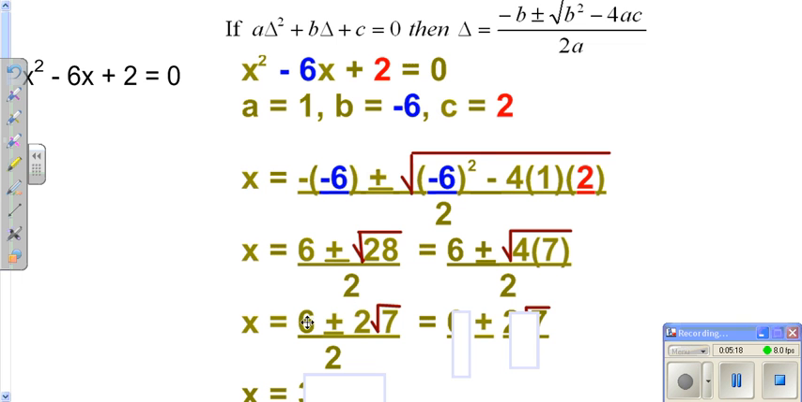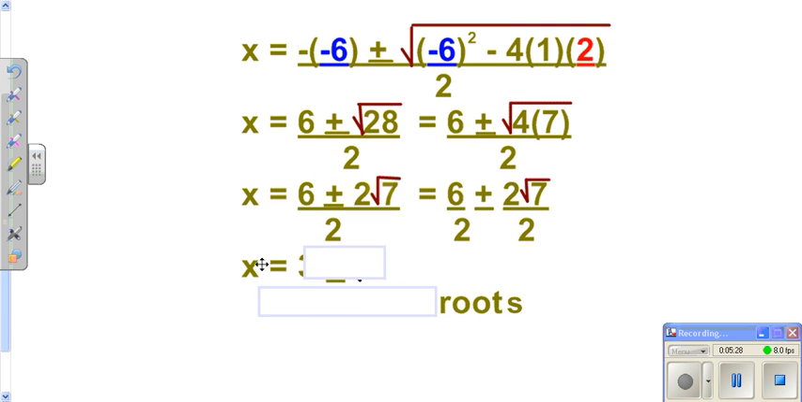Now, I notice the 6 is even, what's in front of my root is even, and what's on the bottom is even. So I'm going to write it as 2 separate fractions. Now, in this case, the 6 over the 2 will reduce down to a 3, still with the plus or minus after it, and the 2 in front of the root drops down to the 2 underneath the root, so it's just plus or minus root 7.